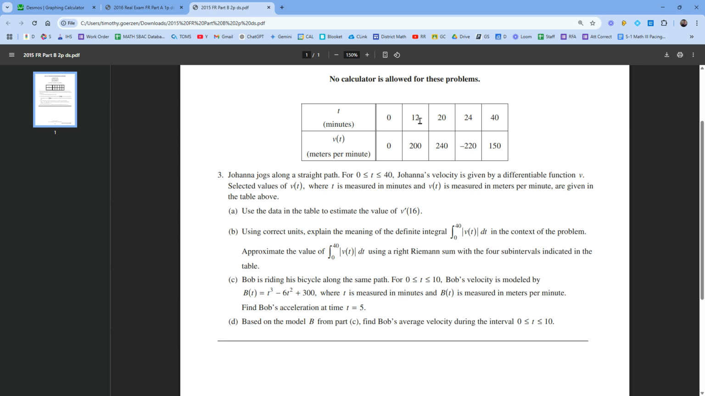So 16 is in between 12 and 20. To find the derivative off a table, you take the slope, y2 minus y1 over x2 minus x1. So we're going to go 240, take away 200, over 20, take away 12. Don't simplify it. And then the unit, which is meters per second per second. Let's write this properly and I'll show you.